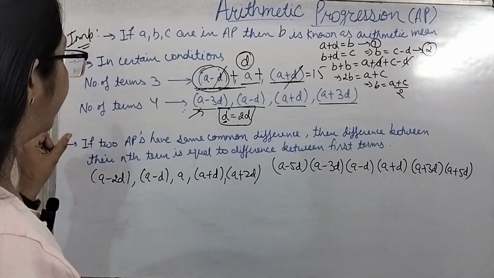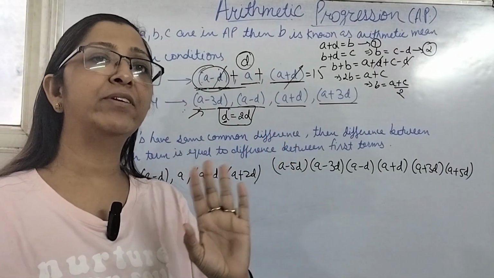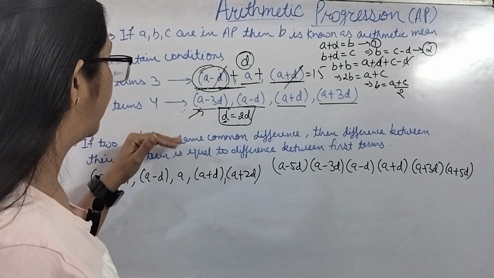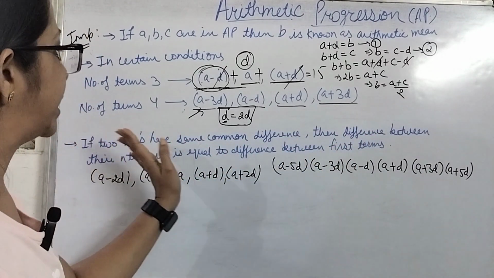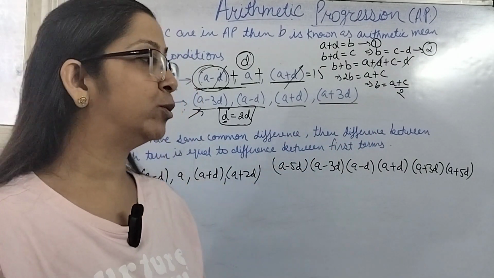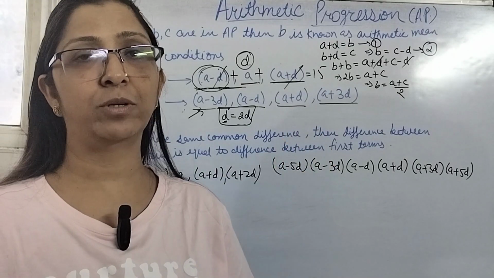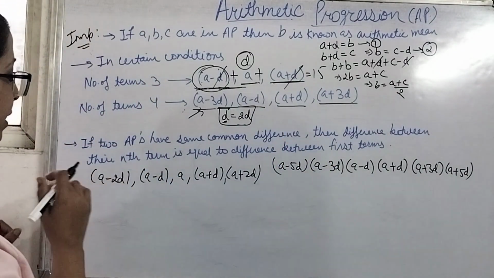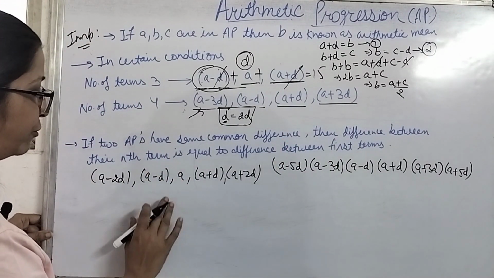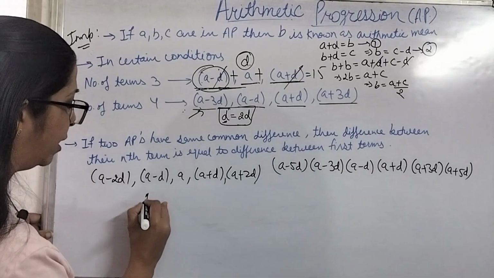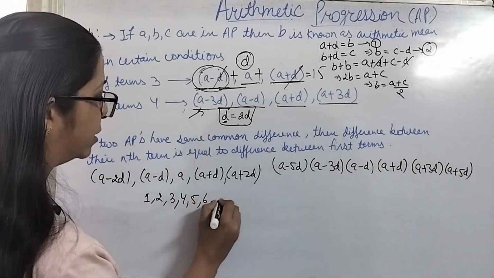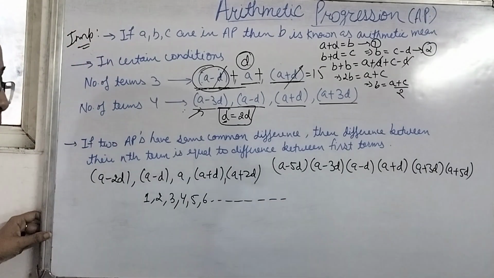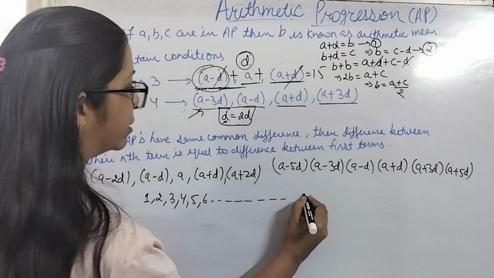Now if two APs are there and their common difference is the same, then the difference between their nth terms will be equivalent to the difference between their first terms only. Let's understand this with an example. Suppose one of the series is a simple series. We are taking 1, 2, 3, 4, 5, 6. This is one of the series. It is in AP. Here your common difference is 1.